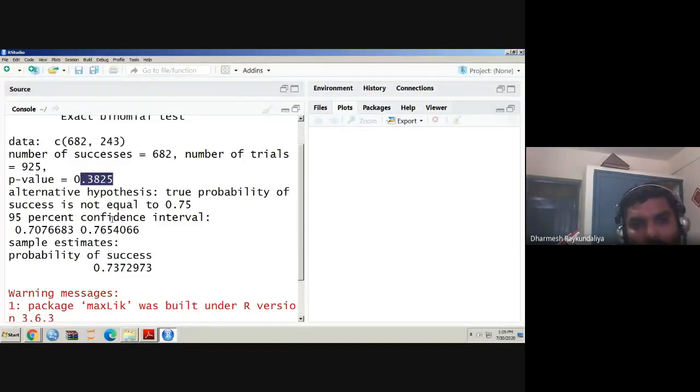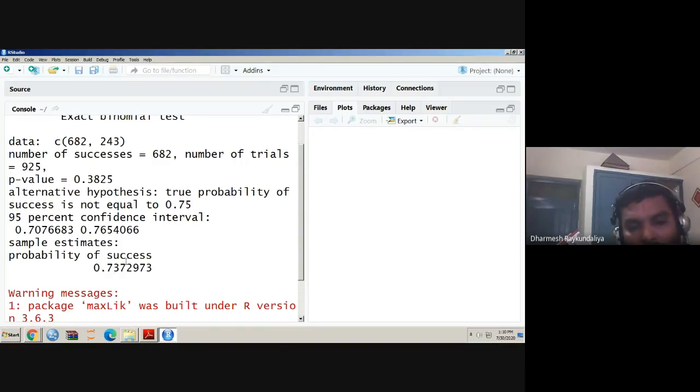So what is the alternative? The alternative hypothesis is that it is not 0.75. But here our null hypothesis is accepted. It means that the probability of success is 0.75. That means the giant plant has the proportion 0.75. And it is also giving the 95% confidence interval. So the 95% confidence interval says that the giant plant proportion lies between 0.7 and 0.76.